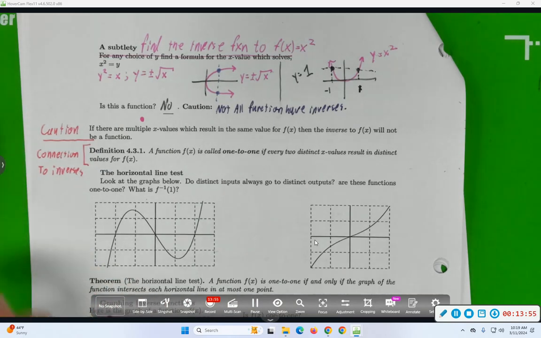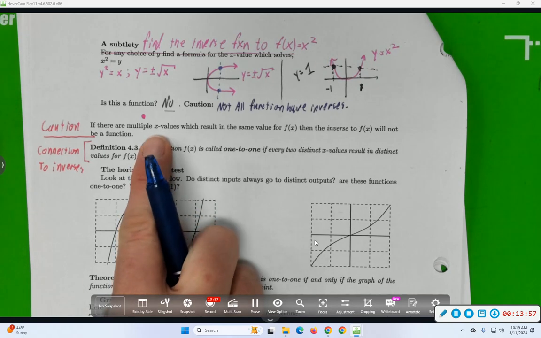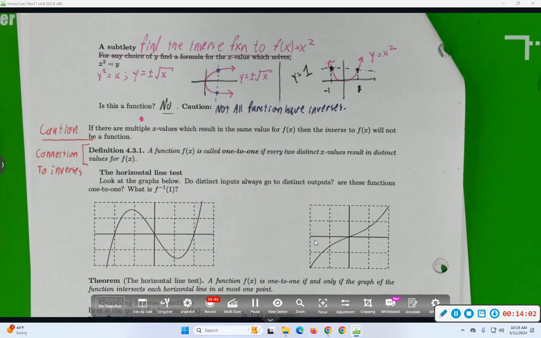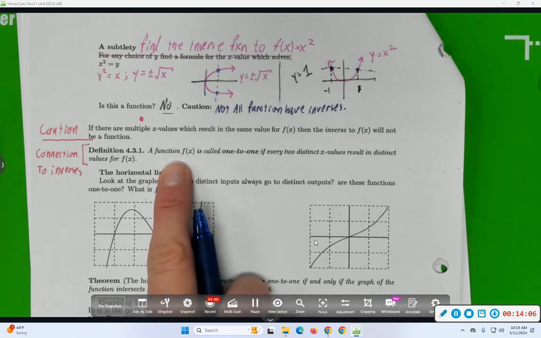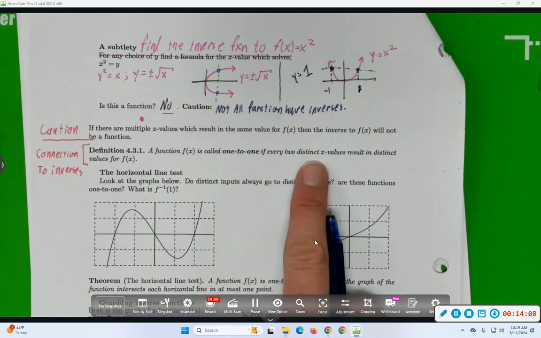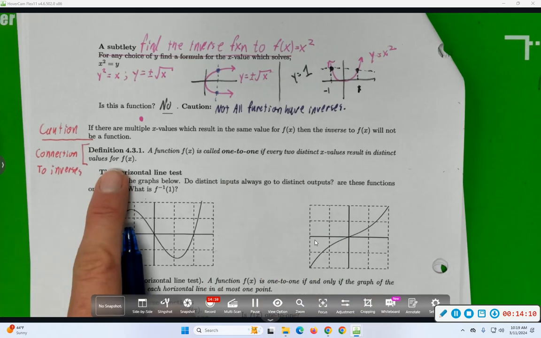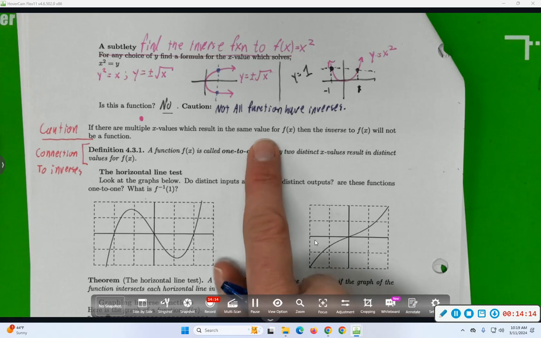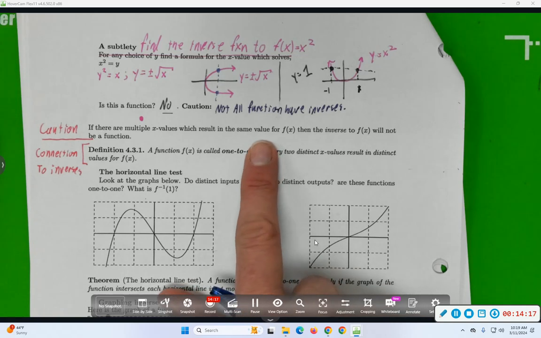So I'll make up a word for that. So here's a bad thing. If there are multiple x values that go to the same value for f of x, then you don't have an inverse function. So that's a bad thing. A function is called one-to-one if every two distinct x values result in distinct values for f of x. So a function is called one-to-one if this previous sentence does not happen.